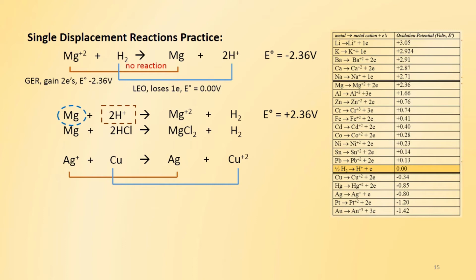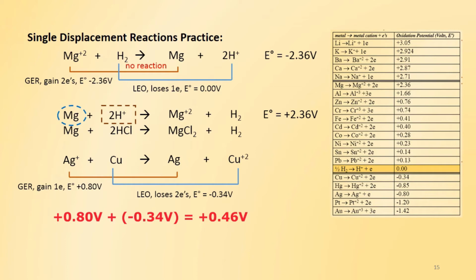Let's check the activity series and see if this is favorable or not. Now for silver ion to be reduced, going from right to left to the silver metal, we'd have to reverse the sign. That would be plus 0.80 volts, so it would be favorable to reduce silver ion to silver metal. Copper metal being oxidized to copper plus 2, well, that's unfavorable, negative 0.34 volts. So the reduction of silver ion is favorable, plus 0.8 volts. The oxidation of copper is unfavorable, negative 0.34 volts. The net effect is plus 0.46 volts.